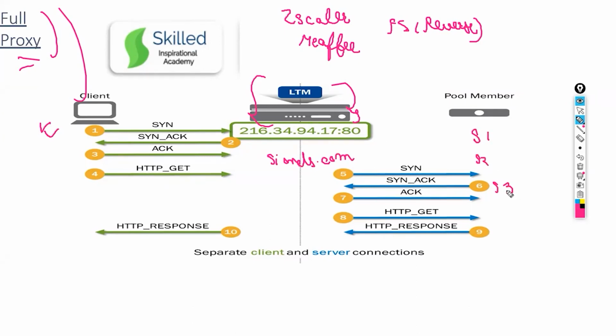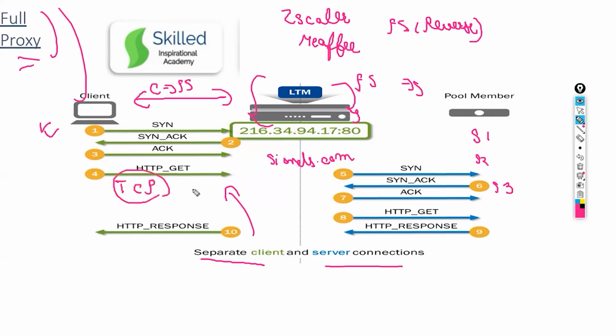So F5 acting as a full proxy means there will be two side connections. One is between client to F5, which is called client side connection. And one connection will be from F5 to the server. That is called server side connection. That is the meaning of full proxy architecture, guys. It will have a separate TCP three-way handshake. There will be another three-way handshake from F5 to the server. This connection does not have any dependency on this connection, guys. That is the meaning of full proxy. When F5 is acting as a middleman, it will have two connections. One is between this and one is between this. That is why it is called full proxy architecture.